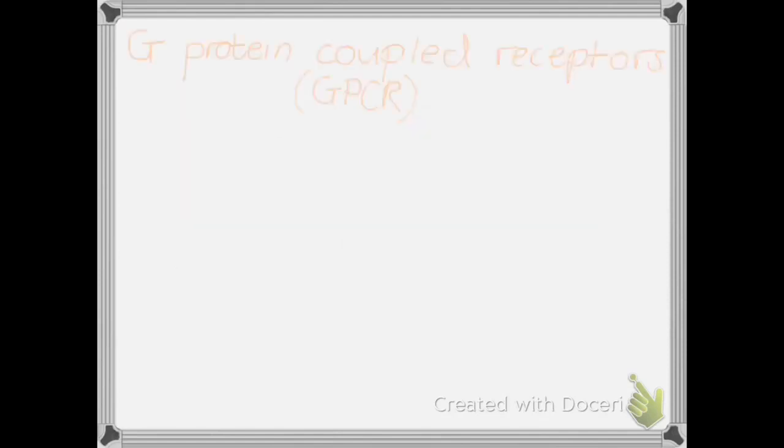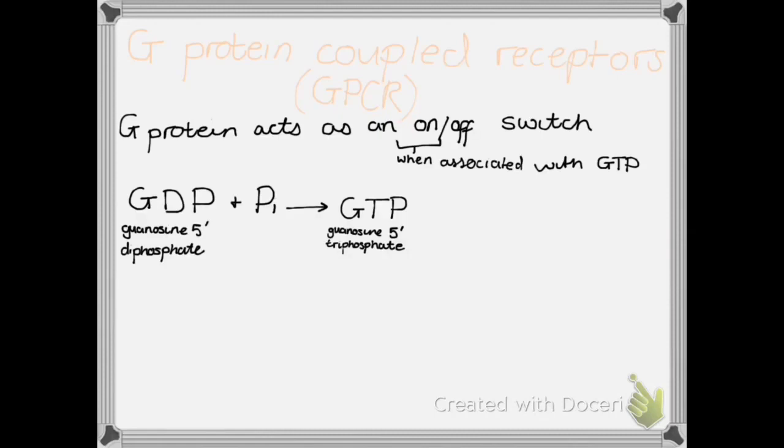First up, you've got your G protein coupled receptors. G protein acts sort of like an on and off switch. It's classed as on when it's associated with GTP and off when it's associated with GDP. Sounds very similar to your ATP and your ADP, so just sort of think about it like that. But instead of adenosine triphosphate, it stands for guanosine 5-diphosphate or guanosine 5-triphosphate.